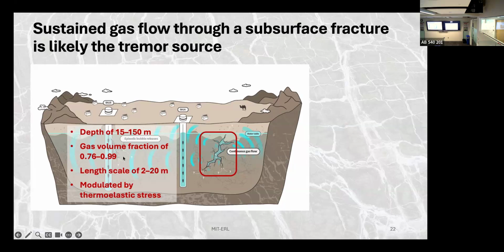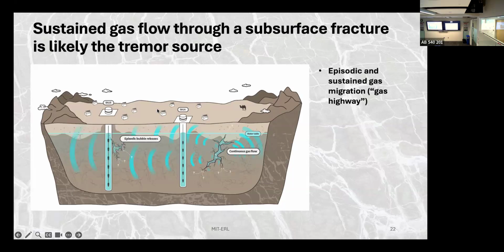And using this data and the resonating quality factor, we infer that the gas volume fraction is somewhere between 76% to 99%. So that's very high, because only that high number can explain the high quality factors we observed. And using the resonance frequency, we can estimate the resonance length scale of 2 to 20 meters, although that depends on the depth of our source. And finally, the enigmatic diurnal variation, we think is probably modulated by thermoelastic stress, which we know penetrates much deeper than the diurnal temperature variation itself.